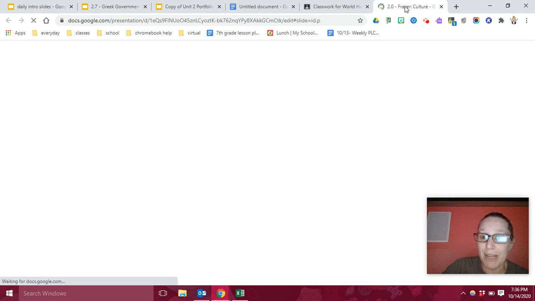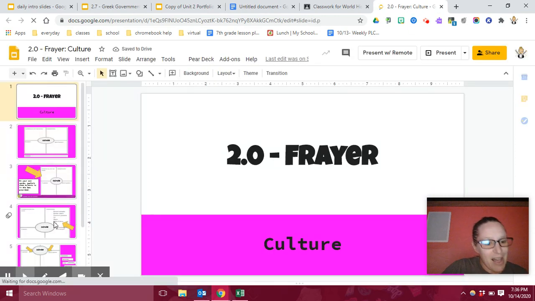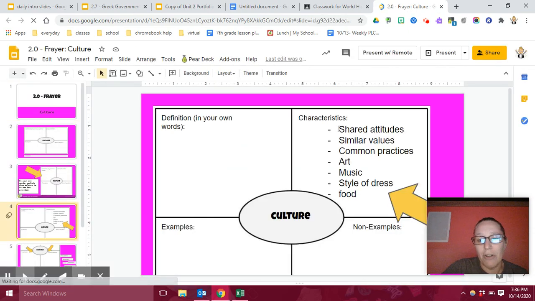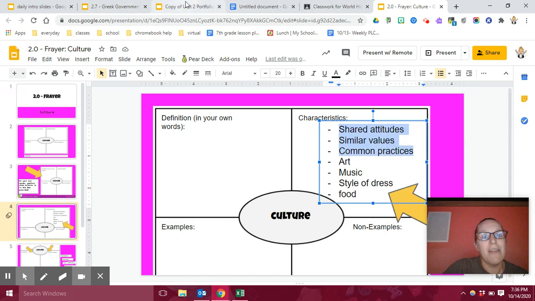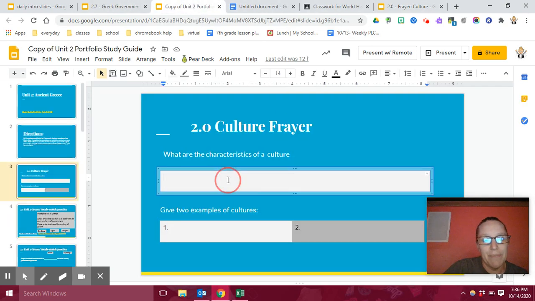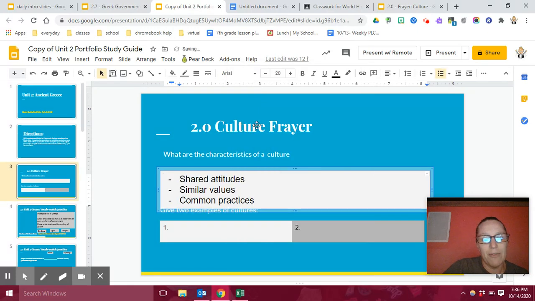So if I open this one up, I see that the characteristics of culture are, all right, and they're right here. Okay, so I can even just highlight this, right click, I can copy it, and then move it over and put it right here. All right, and they just want a couple. And then 2 examples of a culture.